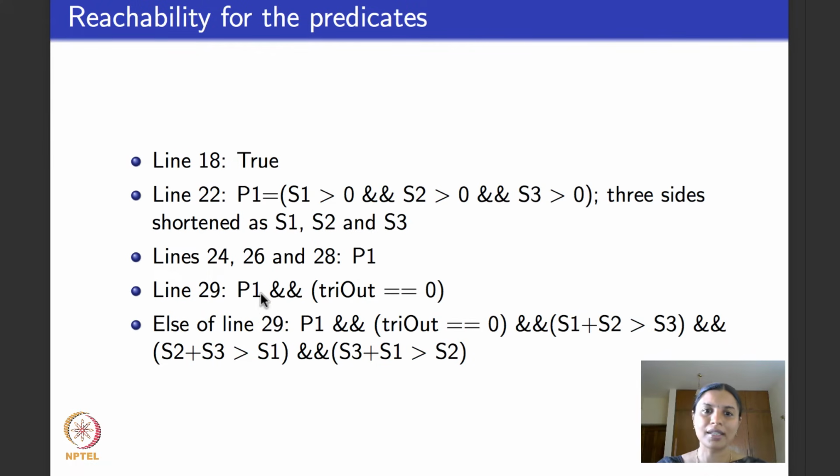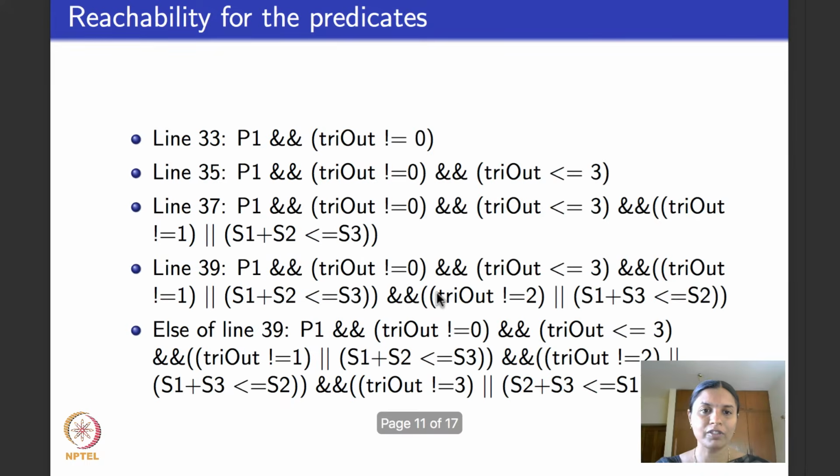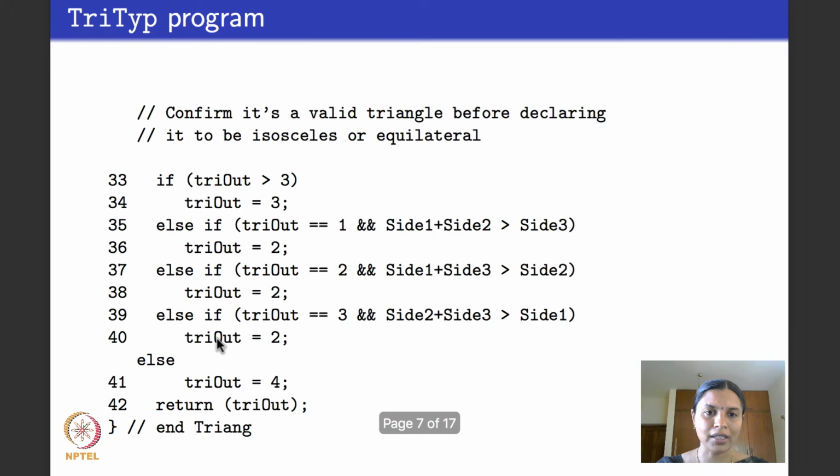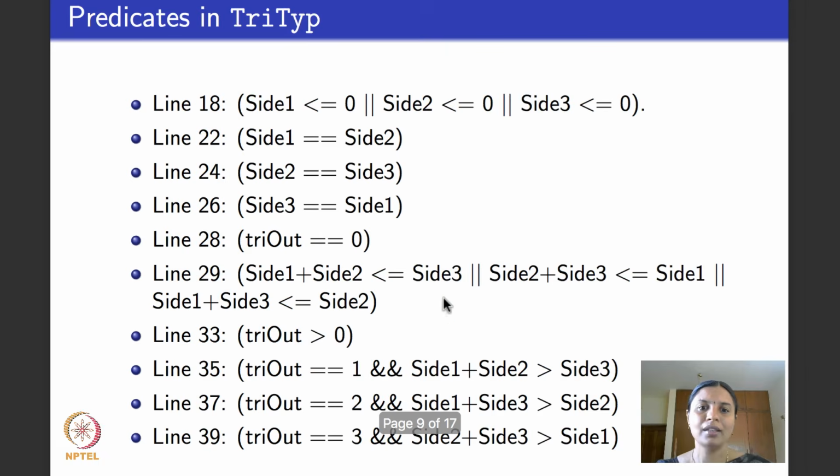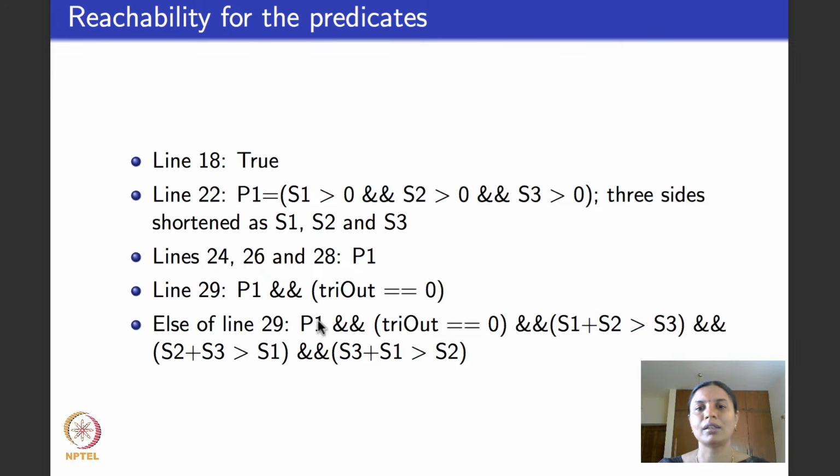That's what it says. Now for line 29, I should get values of all three sides greater than 0, and in addition, the internal variable tryout must be equal to 0. Now line 29 was an if part with an else part, which I didn't give a line number for. Let's go back to the program. If you see, this if part has this else part, which I didn't give a line number for. So the reachability for that is the negation of the reachability for the predicate in line 29. So it is this and these things are true.